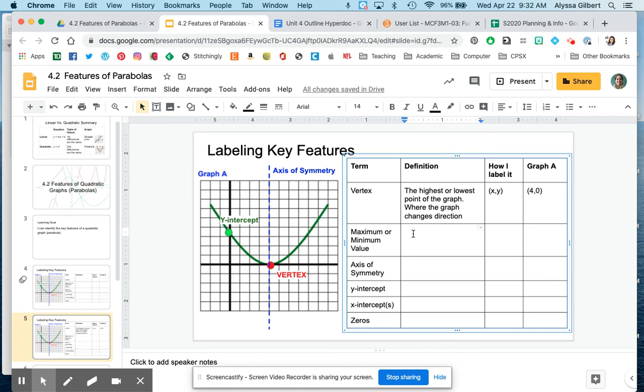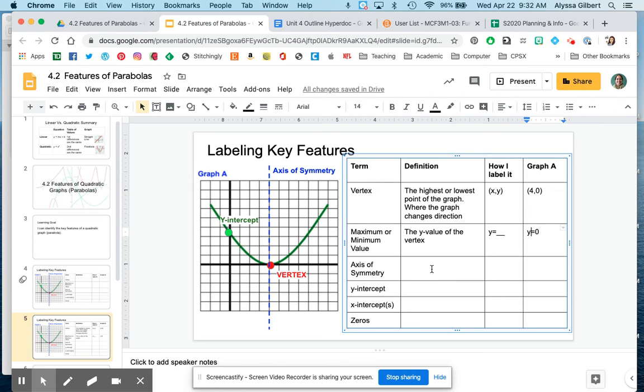The maximum or minimum value is the y value of the vertex. So all you do is pick out the y value from your vertex, and you write it in the form y equals something. In this case, the y value of the vertex is y equals 0. So that is a minimum this time, right? Because it's the lowest.